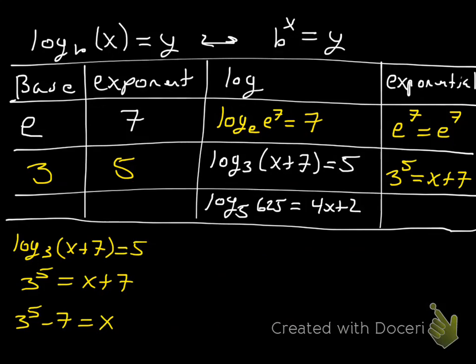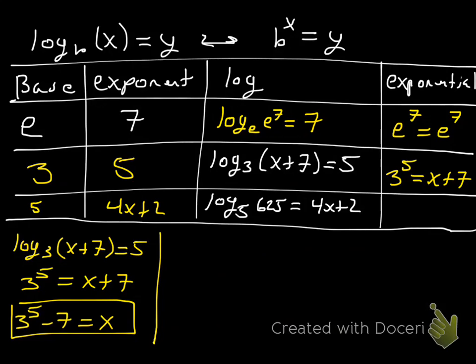Log base 5 of 625 is equal to 4x plus 2. Your base is going to be 5. Your exponent is what your log's equal to, so logs are equal to their exponent. 4x plus 2. So if we put this in exponential form, it's your base 5. Exponent is 4x plus 2, and it's going to be equal to 625. And we can actually go ahead and solve this.